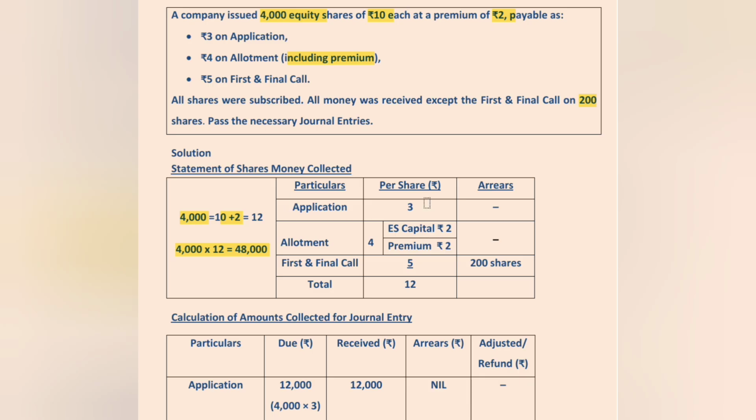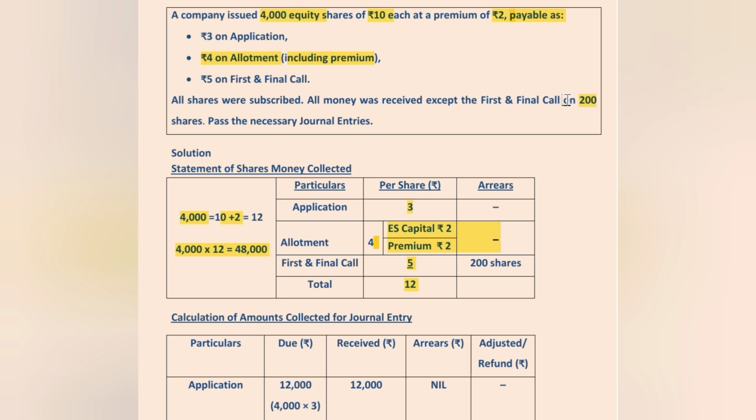Okay, how they collected? On application 3 per share, on allotment. See in allotment, premium is also included. So how much premium is given in the question? 2 rupees, right? So total amount of allotment is 4 rupees. Then in 4 rupees, 2 rupees is the premium. Remaining amount 2 rupees becomes the equity share capital, right? And another is rupees 5 on first and final call. Totally 12 rupees they have collected. 3 plus 4 plus 5 is equal to 12 rupees.